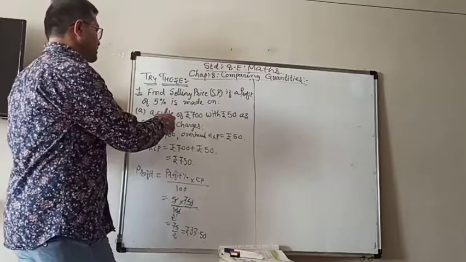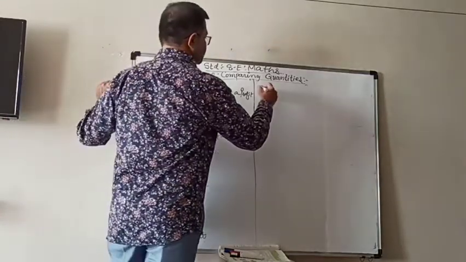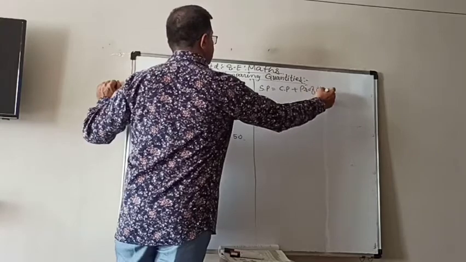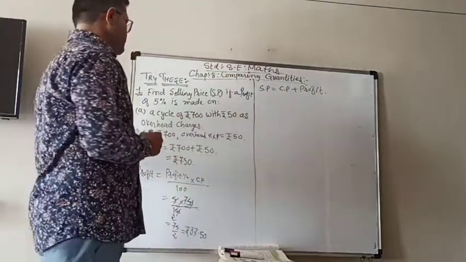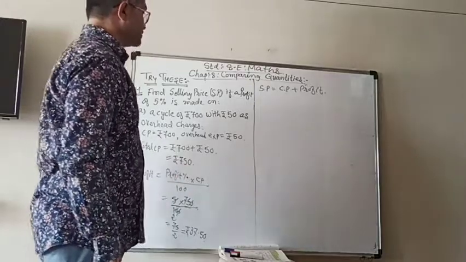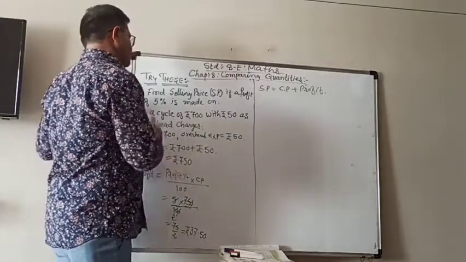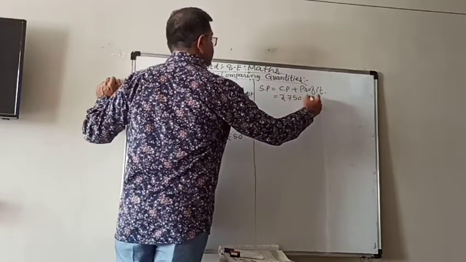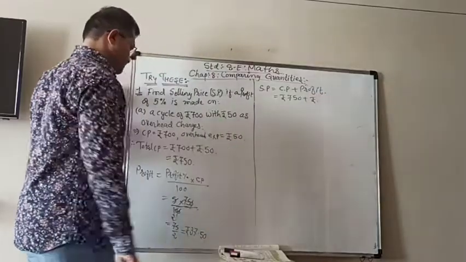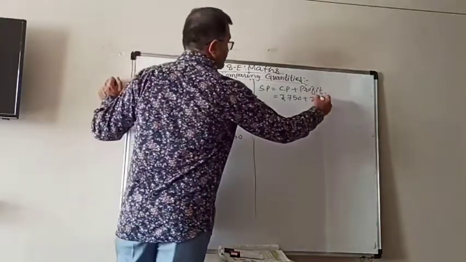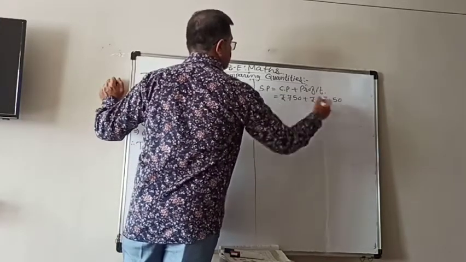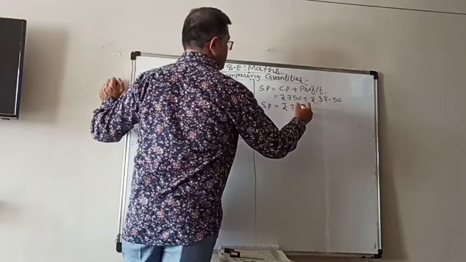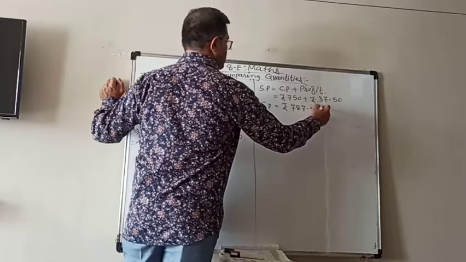But now we have to find the SP. So now SP is equal to CP plus profit. We know that selling price is cost price plus profit. Cost price we have to count the 750, not the 700. So it is equal to rupees 750 plus rupees 37.50. So if you add, then our SP is equal to rupees 787.50.